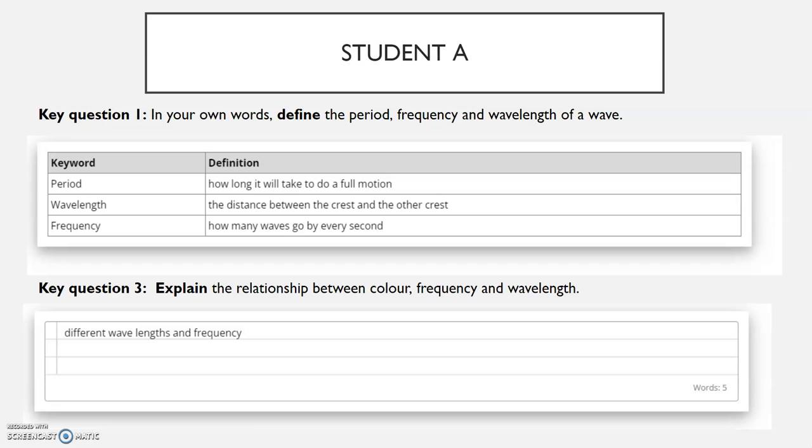This is a student work example of their ability to accurately answer lower order thinking questions that is demonstrated in Key 1 through defining key terms, and their issues and struggles with answering higher order thinking questions, which was to explain the relationship between color frequency and wavelength.